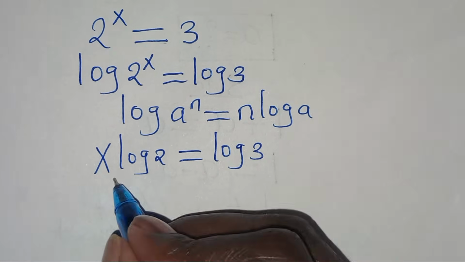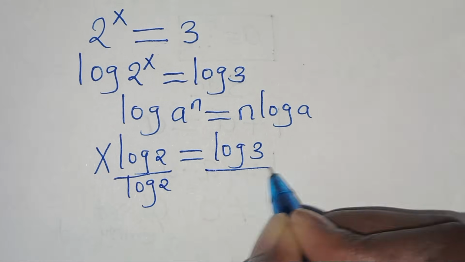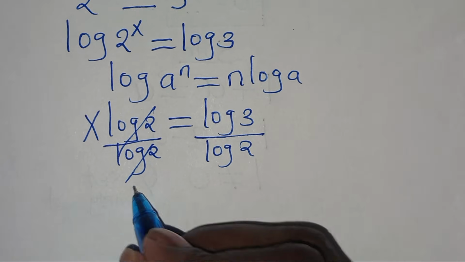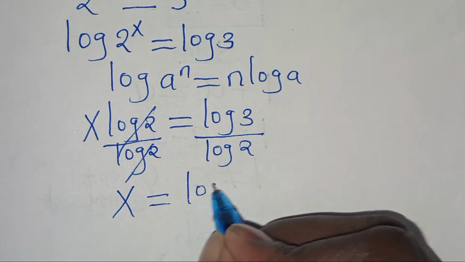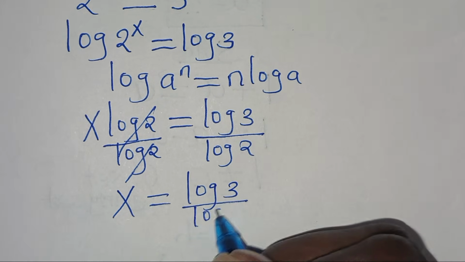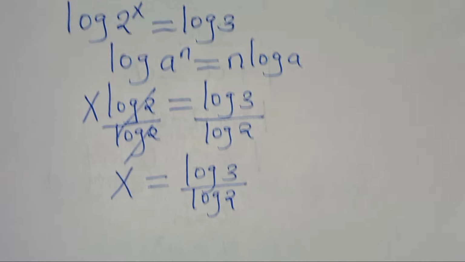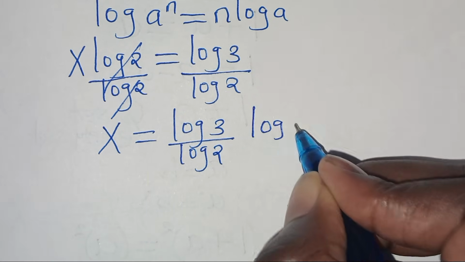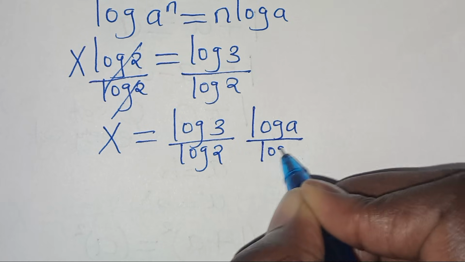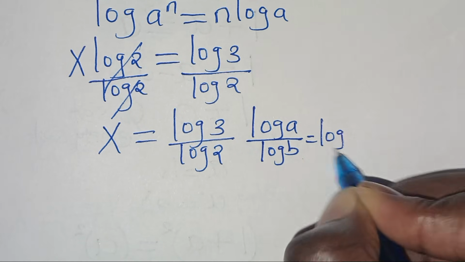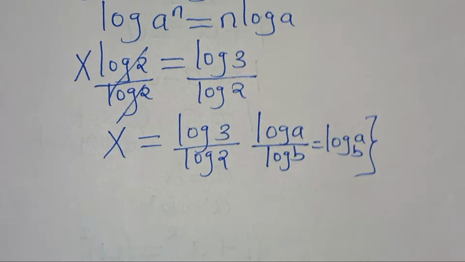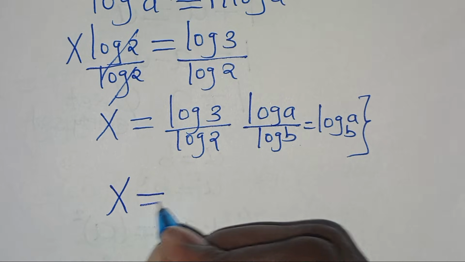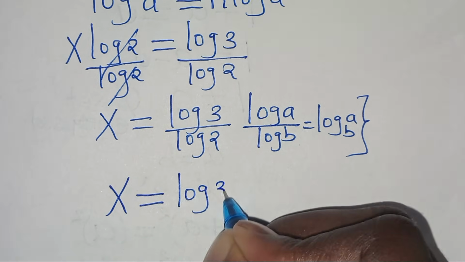So let's divide both sides by log 2. Here we have log 2. So let's simplify, so that now x is equal to log 3 divided by log 2. We have that log 3 over log 2 is actually in the form of log a over log b, which can be expressed as log a to base b. Now let's apply this property, and this means that x is equal to log 3 to base 2.